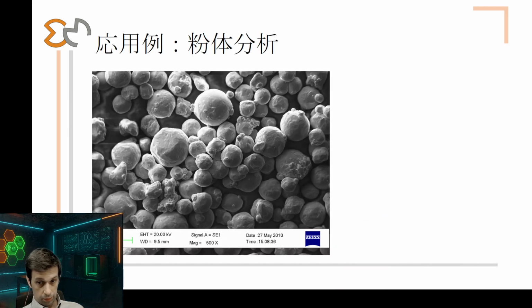So just a few images from my database. These are images obtained with a secondary electron detector on titanium particles. You can see that the light seems to be shining through the top left. This is because the secondary electron detector is in the top left.